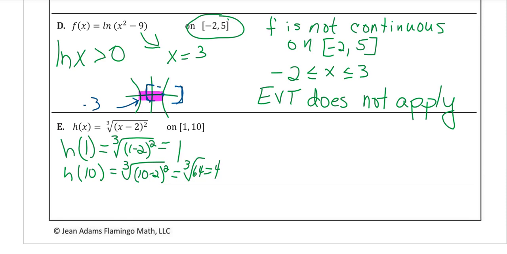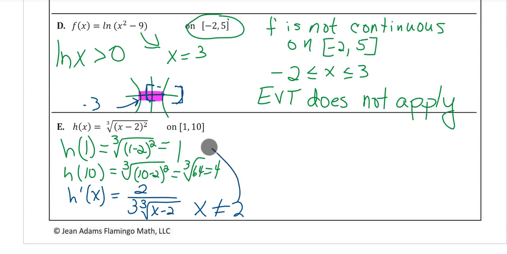Okay, so now we have to take the derivative. So h prime of x is going to be 2 over 3 times the cube root of x minus 2. Okay, and then what we can see here is that x cannot equal 2. And that is on our interval, and that's what I was talking about when we defined critical numbers. 2 is allowed in h of x, so it is in the domain, but it is not allowed in the derivative. So that makes it a critical number because it's an undefined value of the derivative.